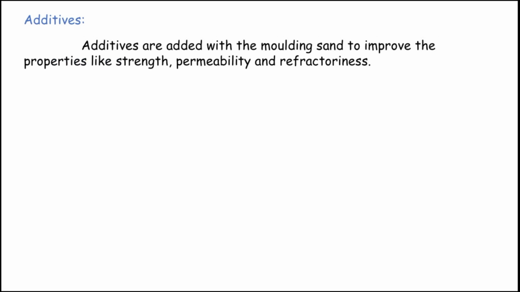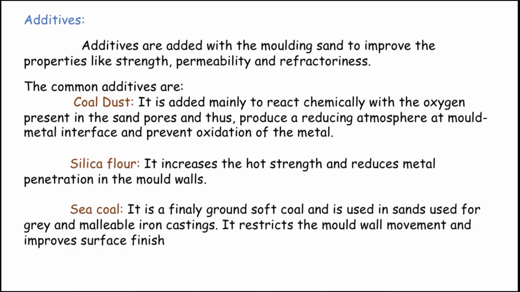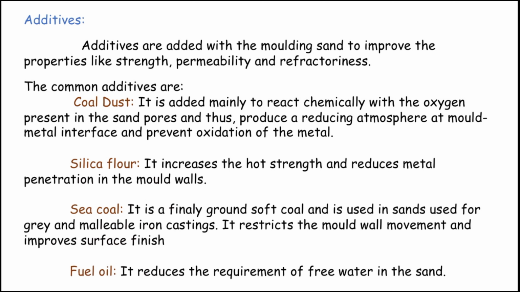The next one is additives. Additives are added to the molding sand to improve properties like strength, permeability and refractoriness. The common additives are coal dust, silica flour, sea coal and fuel oil. These four are the commonly used additives. So why are we using these kinds of additives?